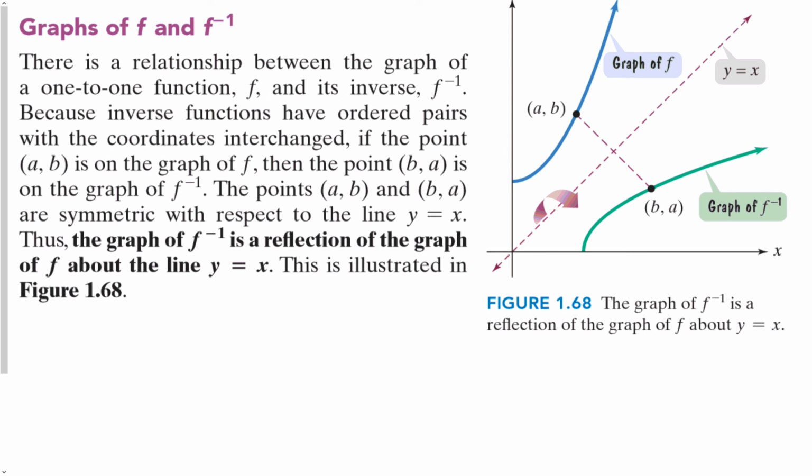So let's talk a little bit about the graphs. Now that we know that in order for a function to have an inverse function, it has to pass the horizontal line test, let's talk about the relationship between the graph of a one-to-one function f and its inverse, f inverse. Because inverse functions have ordered pairs with the coordinates interchanged, if the point (a, b) is on the graph of f, then the point (b, a) is on the graph of f inverse. The points (a, b) and (b, a) are symmetric with respect to the line y = x. Thus, the graph of f inverse is a reflection of the graph of f about the line y = x. And you can see that's true in this picture. As you see, this line y = x, the dotted line, acts like the mirror, and these two functions are reflections of each other.